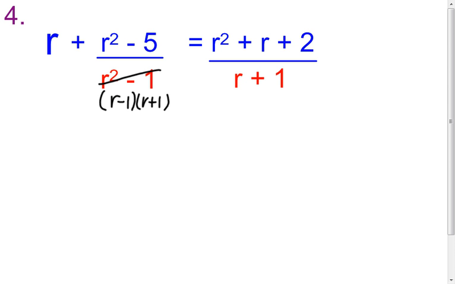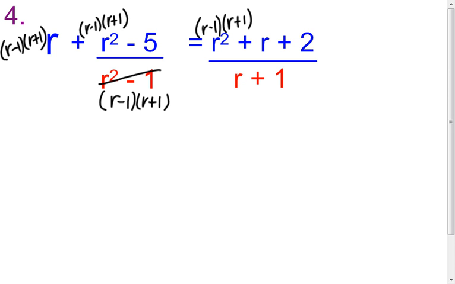I need to get every different expression in there. So I'm going to multiply this by r minus 1, r plus 1. And I will multiply this term by r minus 1, r plus 1. And this term by r minus 1, r plus 1. Okay? So here we go.